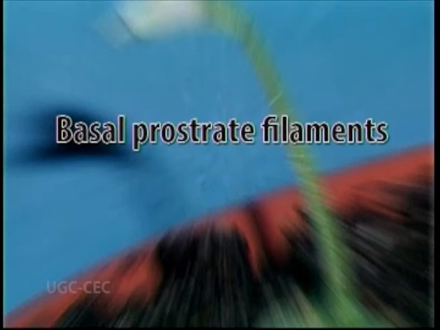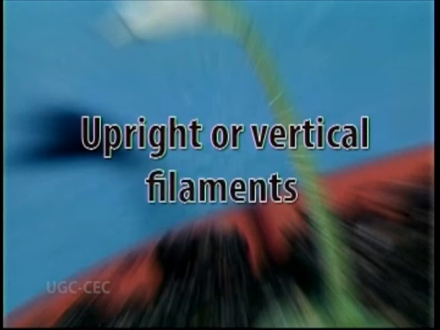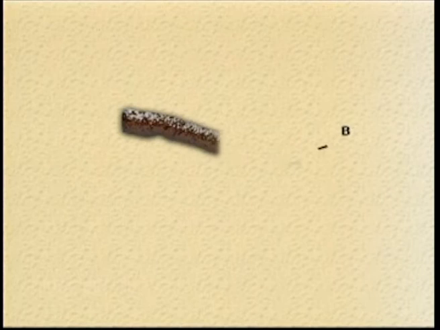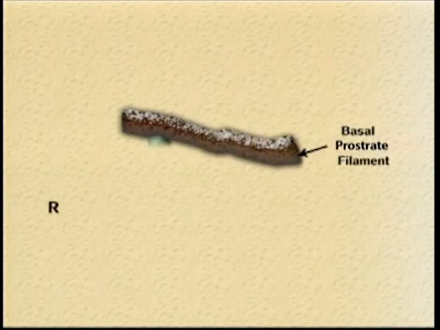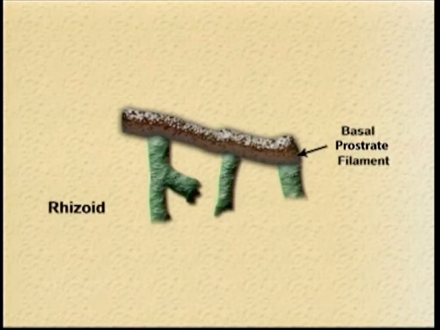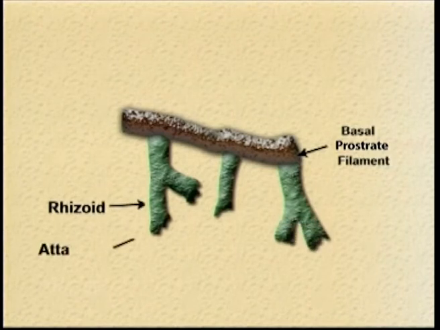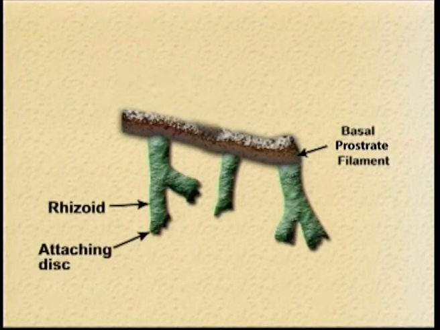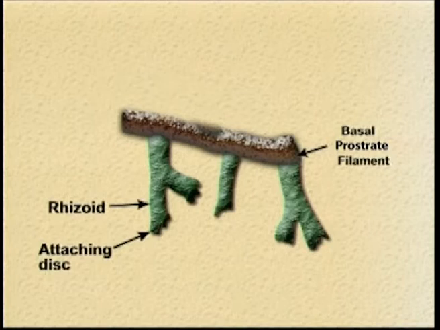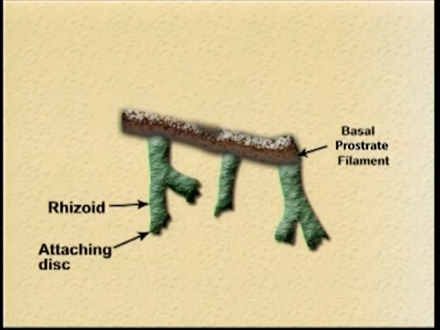Number one, basal prostrate filaments, and number two, upright or vertical filaments. The basal prostrate filaments creep and anchor over the substratum by means of thick-walled, elongated, unicellular rhizoids arising from the peripheral cells facing the substratum. The prostrate filaments lack trichoblasts and function as a means of perennation.